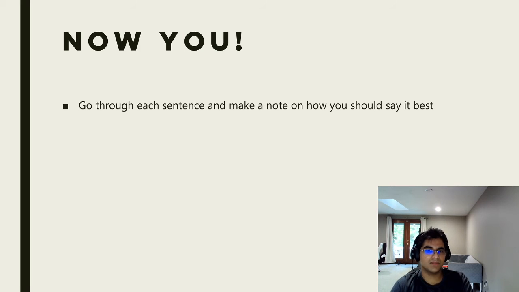Now, go through each sentence, or at least the sentence you really love, and make a note on how you should say it best. Split it up into the sections you think are powerful, or softer, or loud, or dark, or sweet. Or you want to basically circle places where you should say something a little differently.